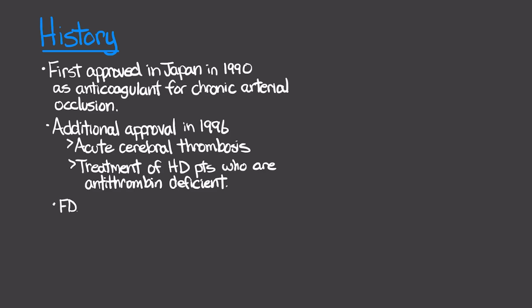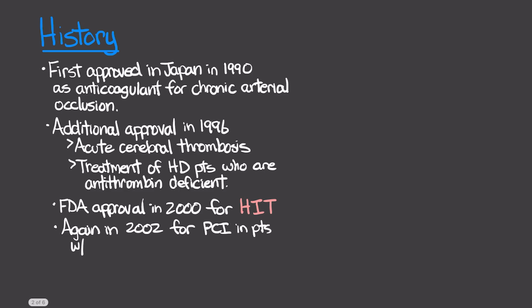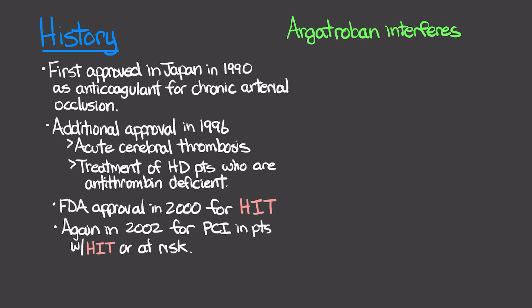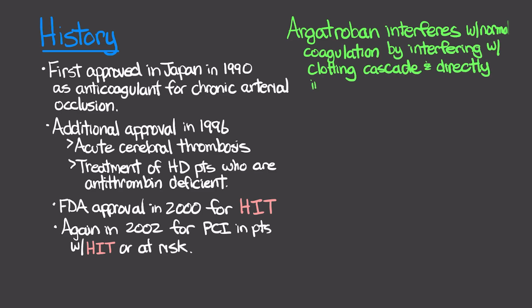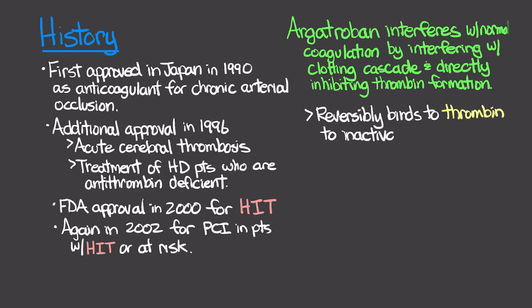It was not actually FDA approved until 2000 when it received approval for the use in HIT, and then in 2002 for the use in patients undergoing PCI who have HIT or are at risk of it. Now this drug interferes with the normal coagulation process by interfering with that clotting cascade and directly inhibiting thrombin formation. Again, I'll have a future lesson talking about the clotting cascade, it might actually be out already by the time I do this lesson, so hopefully it will make more sense. But what it does is it reversibly binds to thrombin to inactivate it and then prevent fibrin formation and platelet aggregation.